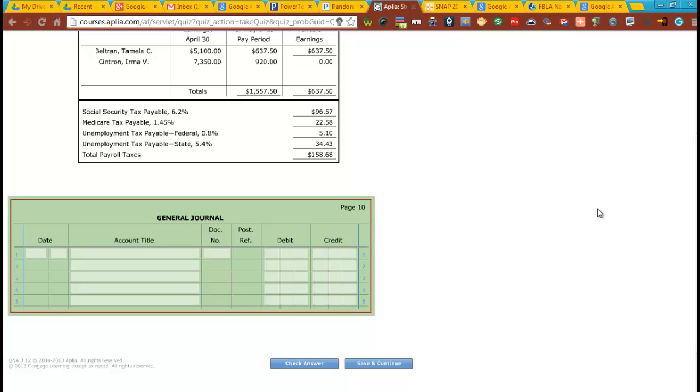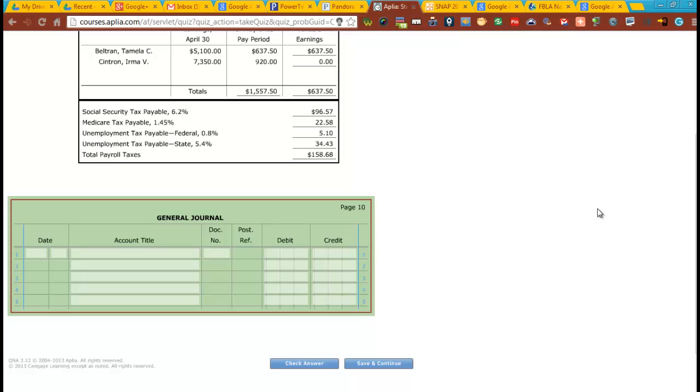So when we journalize this, it is really important for Aplia that you have the accounts in this order: first Social Security, then Medicare, then federal, and then state unemployment. So the order that they're listed up there above is going to be what's there. But we know that those are all taxes that we owe. Those are going to be liabilities. We owe more of it, so they're going to need to be credited. We are going to need to first debit my expense.